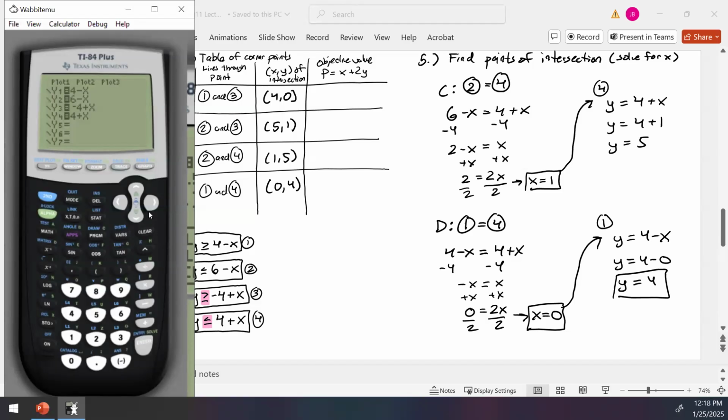So if you want to turn a graph off, hover your cursor over the equal sign and press enter. And notice that the equal sign no longer has a black box around it. That tells you that it's not going to show up when you graph. So let's just do 1 and 3. So I'm going to disable 2 and 4. So notice that 2 and 4 are no longer activated, so that when I press the graph button, it's only going to show these 2.